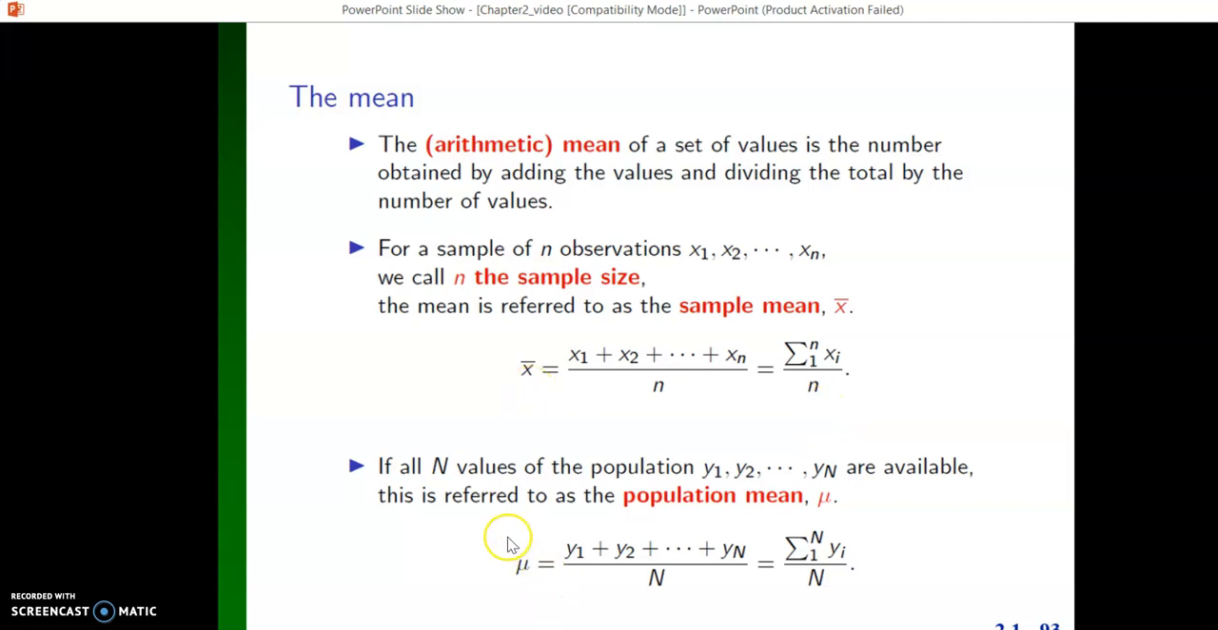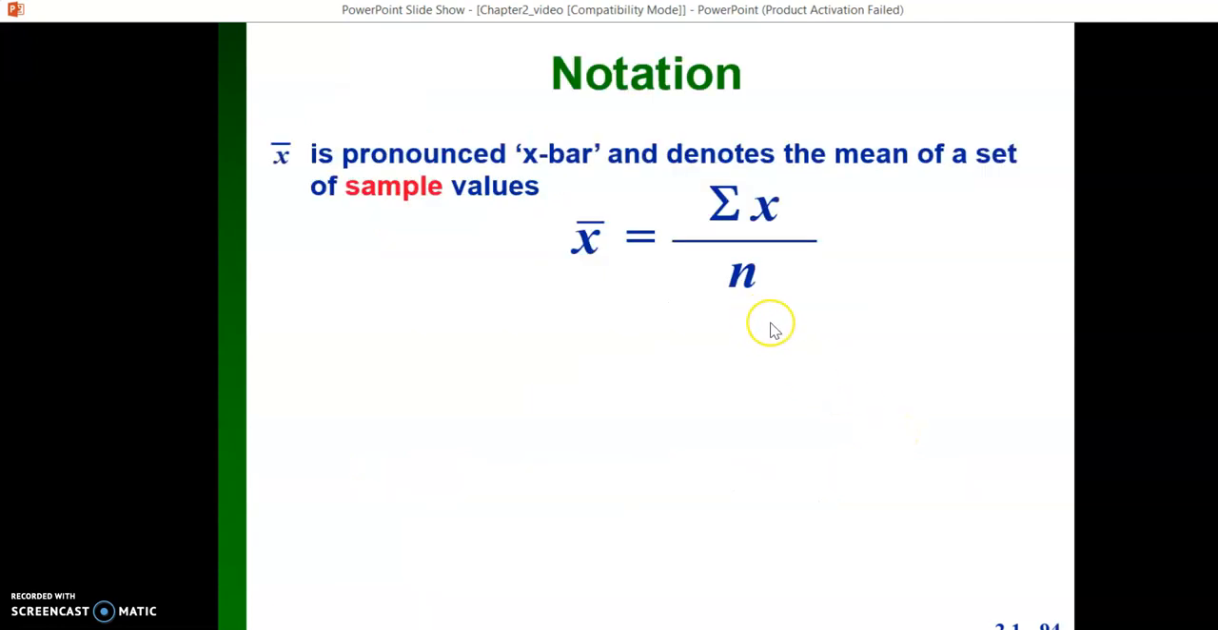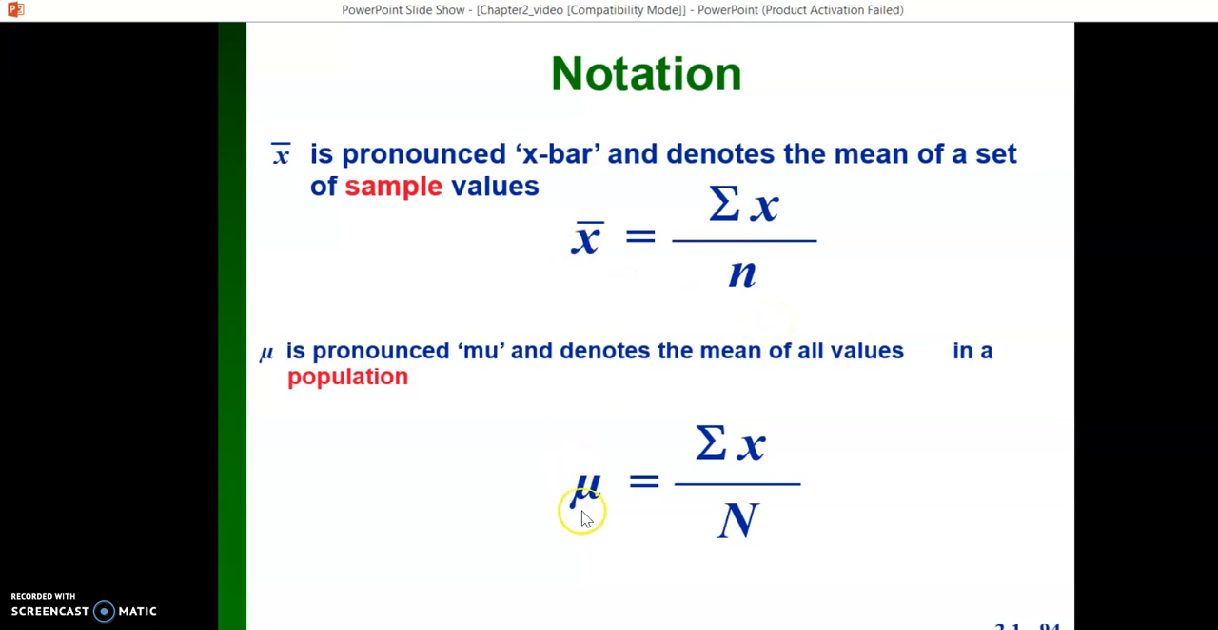The same way, for the population mean, you know the notation: mu. How to denote mu? The same way, with xi or yi as the variable. We can use any other variable to denote x bar and mu, but commonly we use xi, or yi for the population. This time, instead of small n, for the population we use capital N. Other than that, the way of calculating the mean is the same for sample or population. One more time, the recap: x bar and mu are the notations we use.